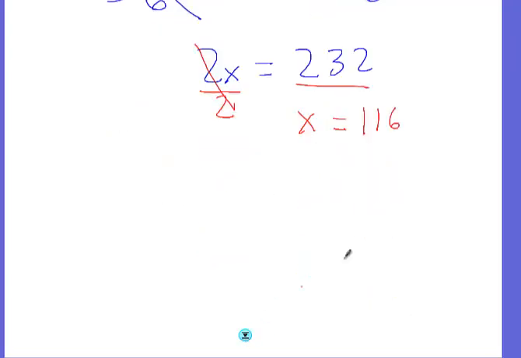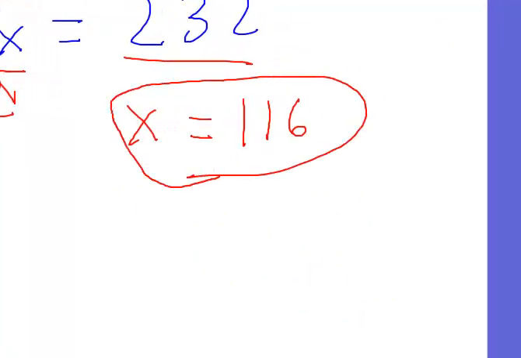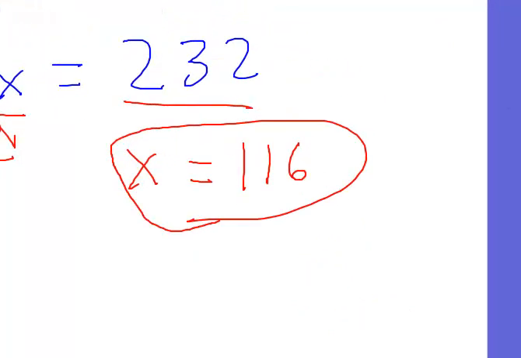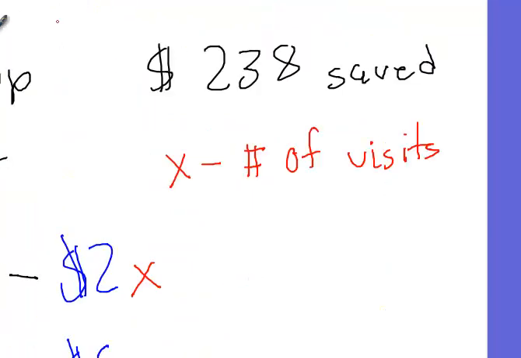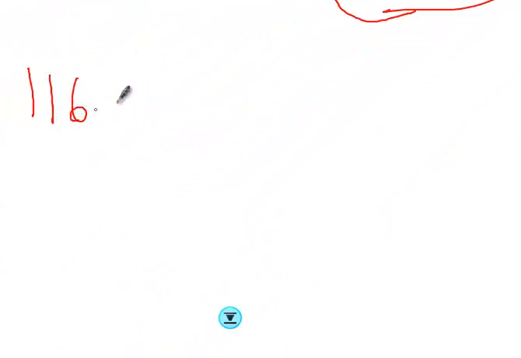Now, a lot of times when it comes to word problems, kids just circle this. They're like, bada bing, bada boom. That's their answer, x equals 116, and they think they're done. But when it comes to word problems, you have to answer the question that's being asked. So for instance, our question is, how many times can you visit the museum in a year? So your real answer would be 116 visits.